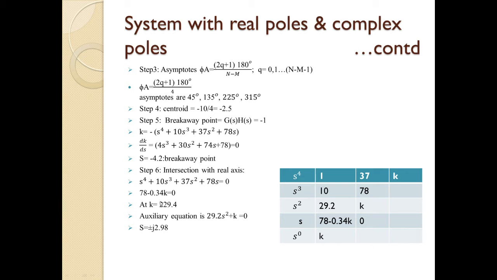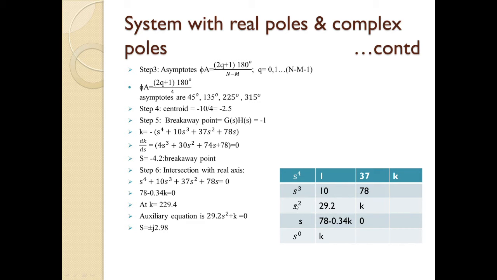So from the characteristic equation, it can be shown that this Routh-Hurwitz table can be obtained. So the first row is 1, 37 and K, another is 10 and 78. So from these two rows, we can calculate the third row, the s to the power 2 row. That is like this: 10 into 37 minus 78 whole divided by 10, which gives us 29.2, then K.